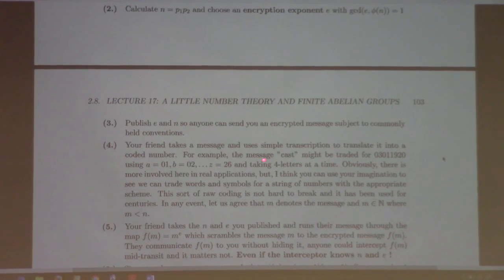Your friend takes a message, transcribes it into some kind of standard alphabet code. There's various ways to do it. For example, I'm going to look at the message J, which in the alphabet code would be 10 in a second. Then your friend takes the n and e, which you've published publicly, and raises the message, which you've encoded to be an integer, to the power e, modulo n. The n here could be huge, all right? It's a very bigly number.